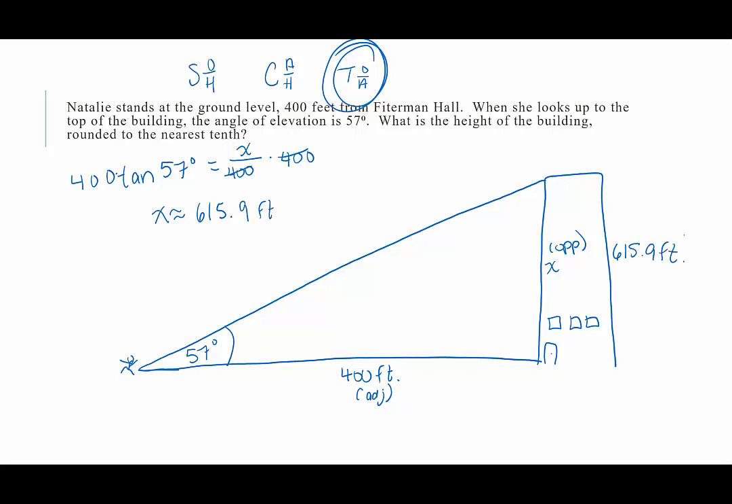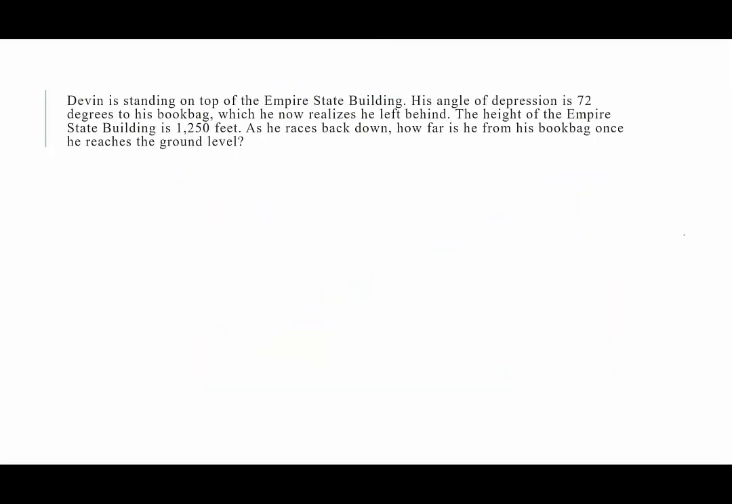All right, very good. One more example. You're doing great. Devin is standing on top of the Empire State Building. His angle of depression is 72 degrees to his book bag, which he now realizes he left behind. The height of the Empire State Building is 1,250 feet. As he races back down, how far is he from his book bag once he reaches the ground level? Pause the video, try this one, see how you do.